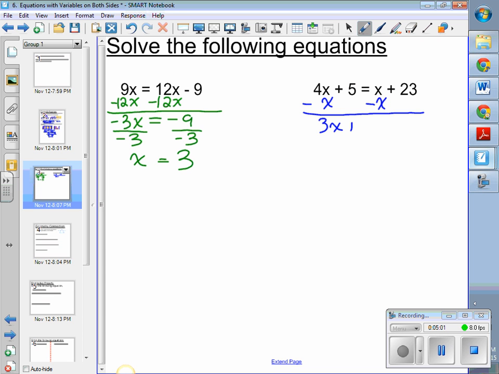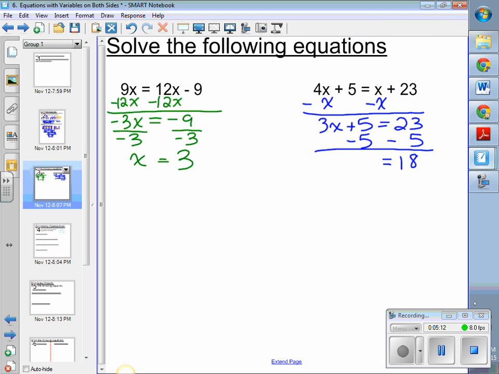So I get 3x plus 5 equals 23. Then I'm going to subtract 5, leaving me with 18 on one side and 3x on the other. Boy, that looks familiar from the previous page. And I get x equals 6 after I divide. Okay? All right.